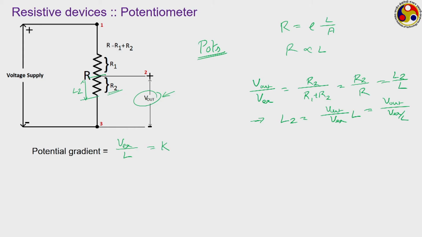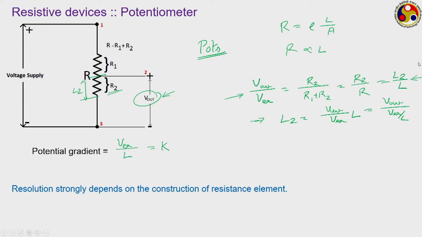An ideal potentiometer is a perfect example of a zeroth order instrument, as there are no storage properties and output and input are linearly related. Just like here, this V out is the output, Vx is the input, and we get a very straightforward linear relationship, something like this. The resolution of the instrument strongly depends on the construction of the resistance element itself. Depending on what kind of resistance elements you are putting, we can have different kinds of potentiometers.